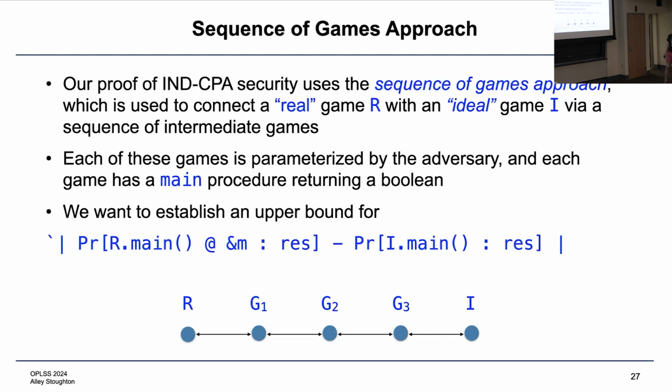We're going to be connecting a real game with an ideal game via a sequence of intermediate games. Each of these games is parameterized by the adversary. Each game has a main procedure returning a Boolean. And what we want to do is prove an upper bound on the absolute value of the difference between the probabilities that true is returned by these two games.